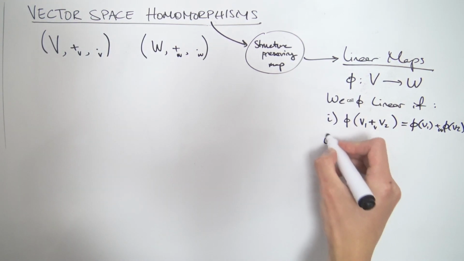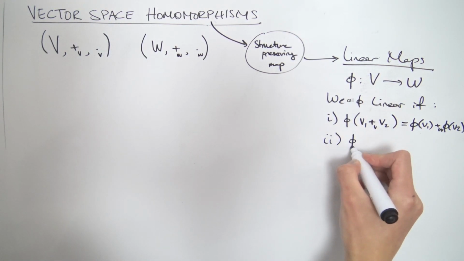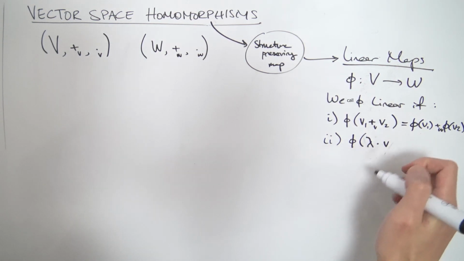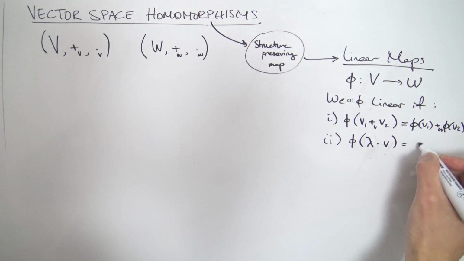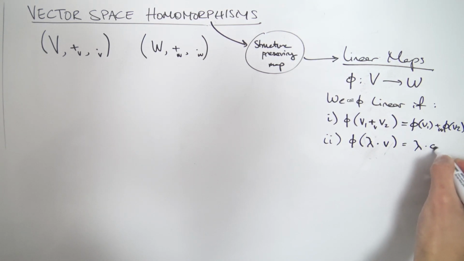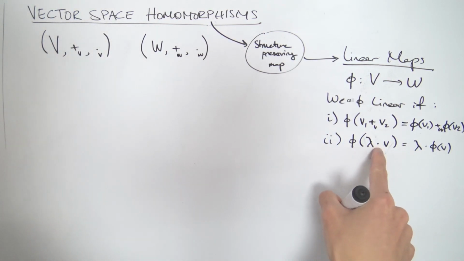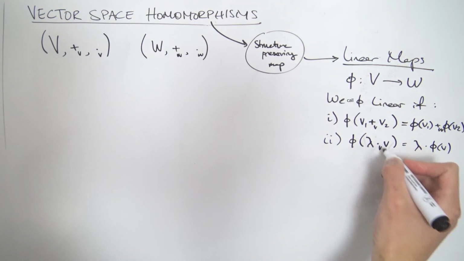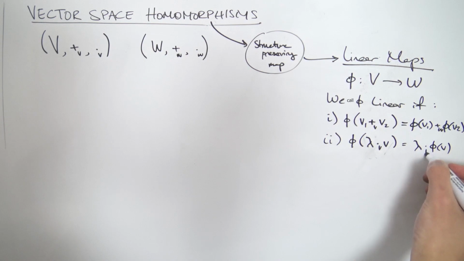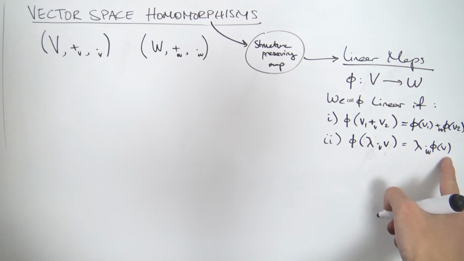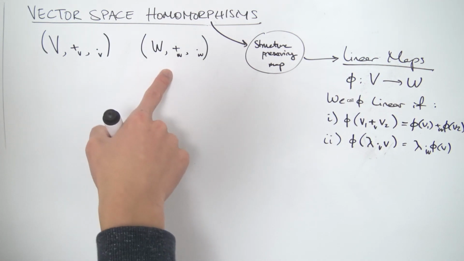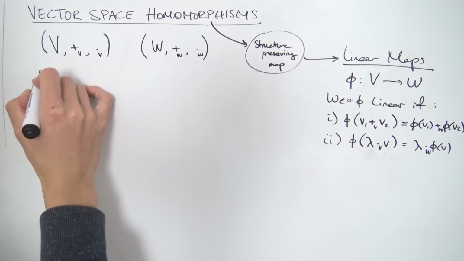So the second condition is that if you have phi of, let's say, lambda times V, this is equal to lambda times phi of V. Notice this scalar multiplication is from the vector space V. This scalar multiplication is from the vector space W, because again, phi of V is an element of W. Another important thing to mention is that these two vector spaces must be over the same field F.